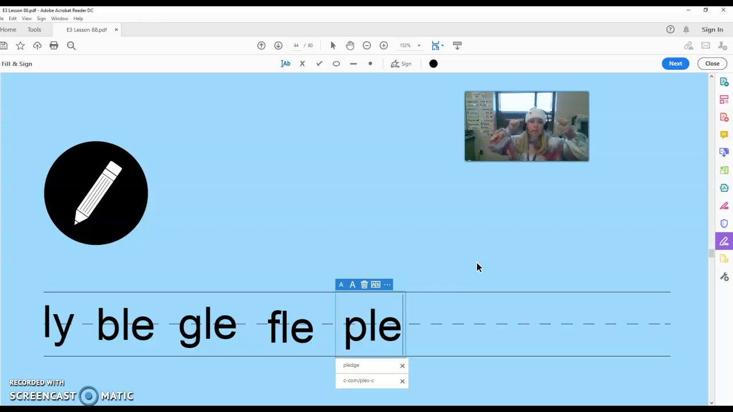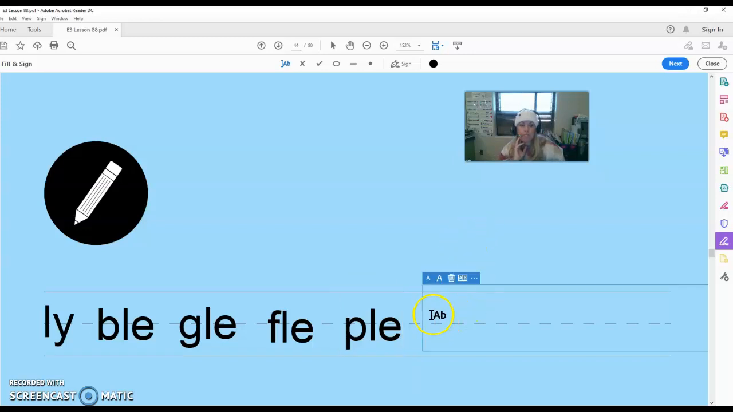All right, I'd like you to write the suffix. So that's going to be something that's at the end of the word, and it's a long E. So it says E, but it's not an E. It's a different letter. What is it? What'd you say? Yeah, that's right. It's a Y. Okay.